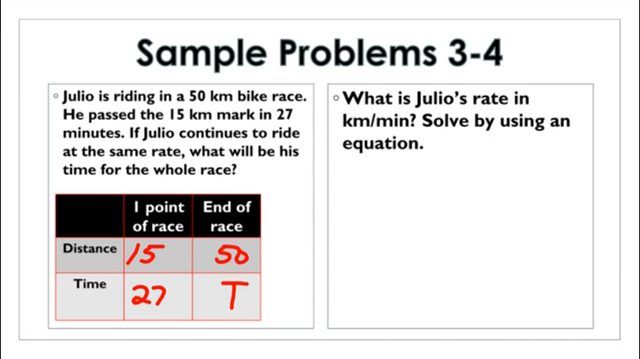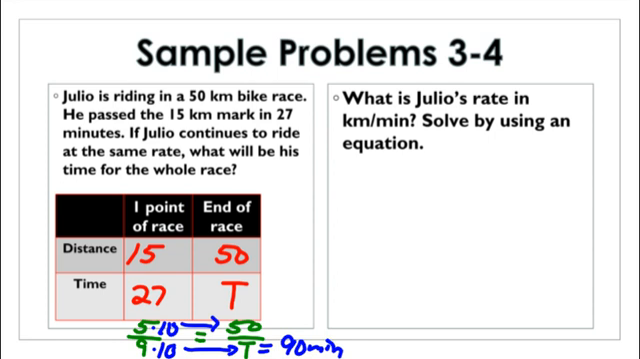15 over 27. If I divide those by 3, 15 divided by 3 is 5. 27 divided by 3 is 9. And this has to equal 50 over t. Now it makes the numbers a lot easier because I know that 5 and 50 work together, because 5 times 10 gives me 50. And since I have an equal sign between these two, I can multiply 9 times 10 to give me my t. That means the time would be 90 minutes.